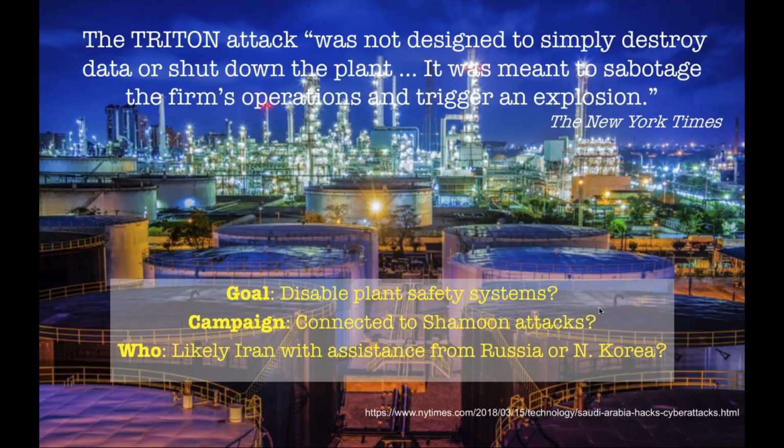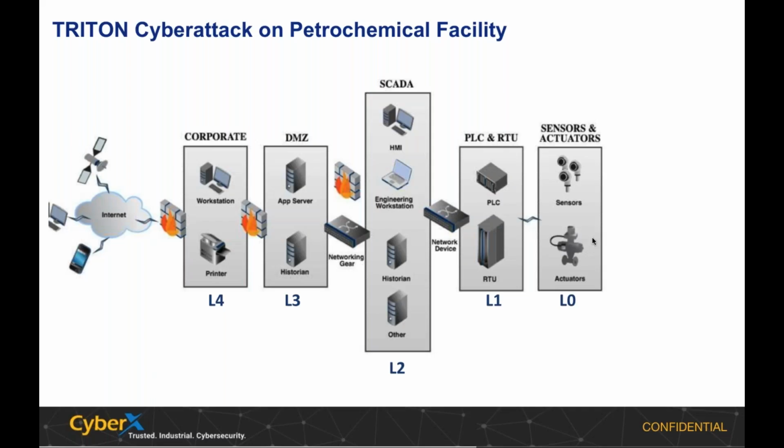The New York Times article theorized that it might be connected to Shamoon attacks, which occurred also in the summer of 2017, Shamoon 2.0, that destroyed corporate PCs belonging to Saudi Aramco. In this case, it was going beyond the corporate network into the ICS network. And given the sophistication of the attack, the article theorized that it might have been Iran, but probably with assistance from Russia or North Korea. So, very interesting wake-up call for us all.